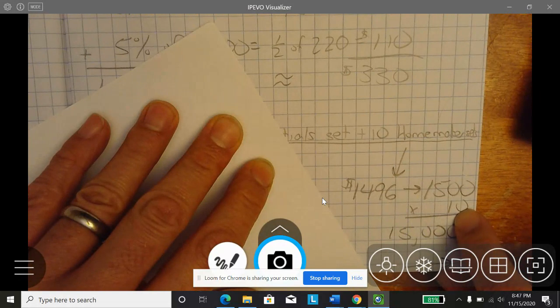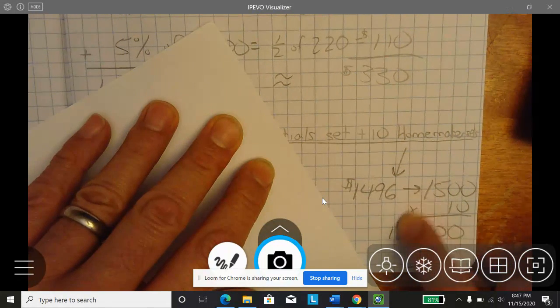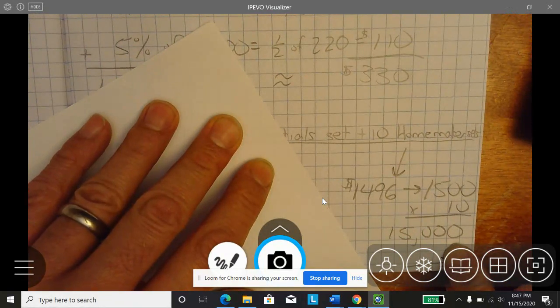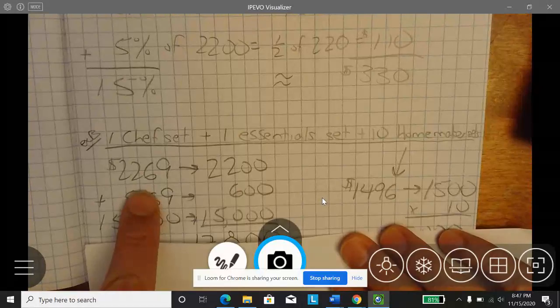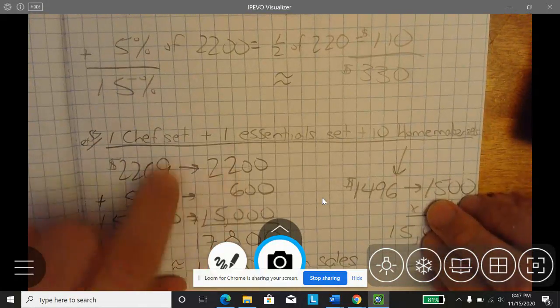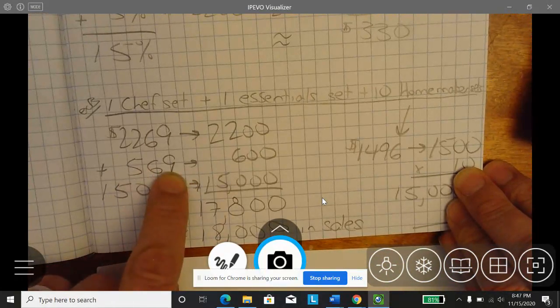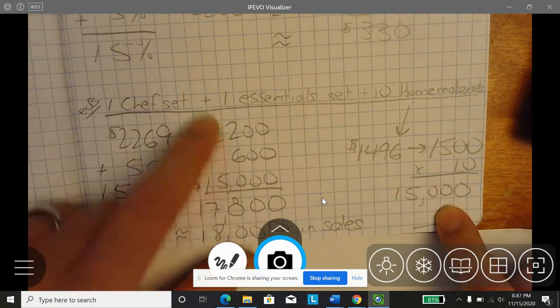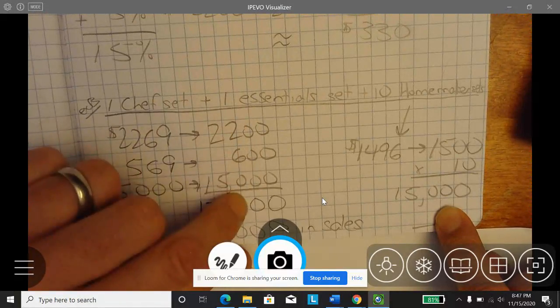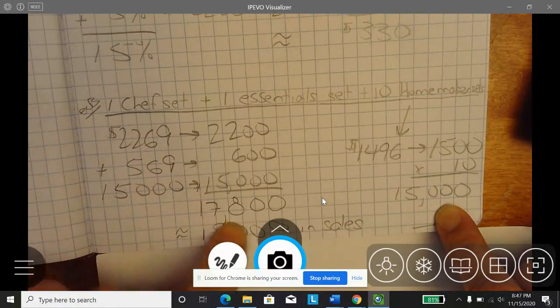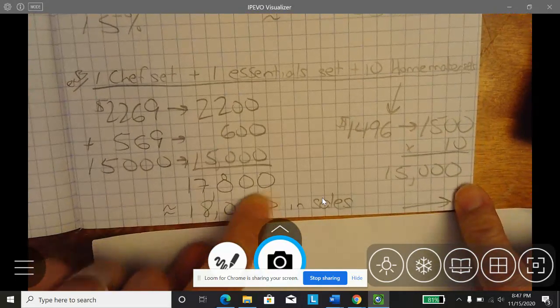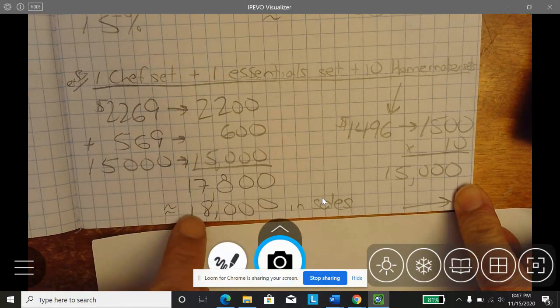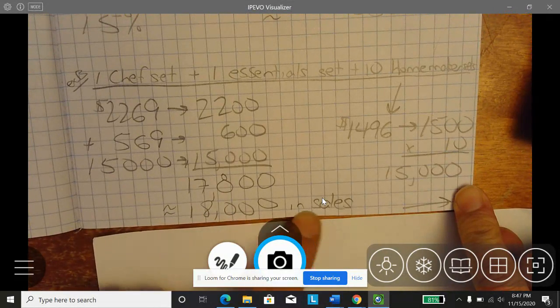I'm multiplying by 10 because I'm selling 10 of them. And 1,500, if I multiply by 10, everything jumps up a place value. So it becomes $15,000. So that's $15,000 in sales that I made just on the homemaker sets. But again, I also sold one chef set, which is about $2,200. I sold one essential set, which is about $569, which I estimate to that. And then about $15,000 in homemaker sets. So I add those together, about $17,800. And just to estimate a little bit more, although the more I estimate, the further I get from the actual answer, for ease's sake, I'm going to say I sold about $18,000 in sales.